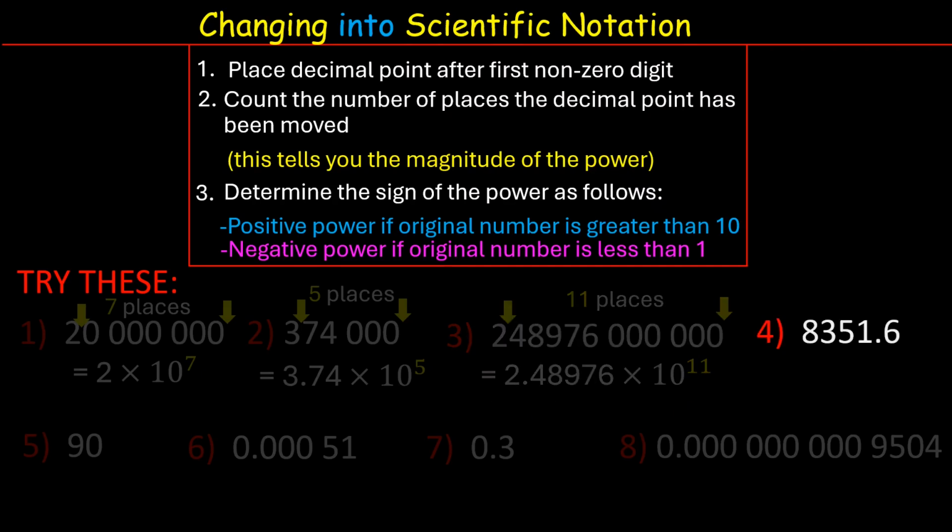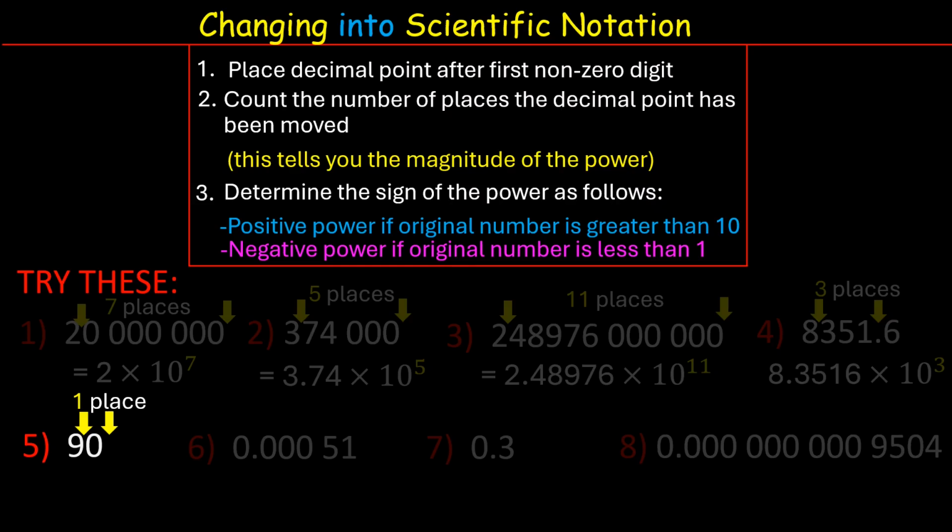Next, after moving the decimal point, we count only 3 places, resulting in 8.3516 multiplied by 10 to the power of 3. For number 5, 90 is only 9 lots of 10, which means 10 to the power of 1. There is no real benefit in writing 90 in scientific notation.